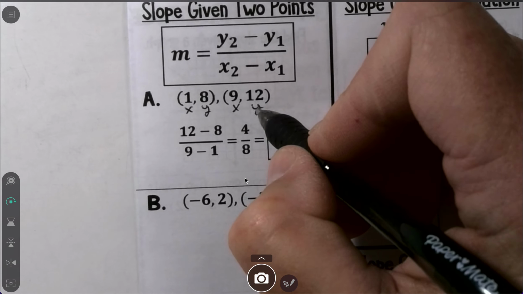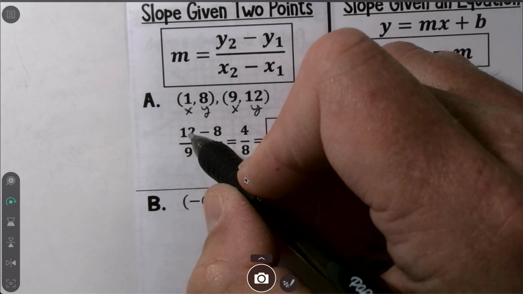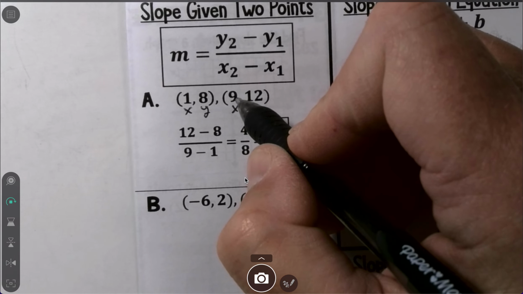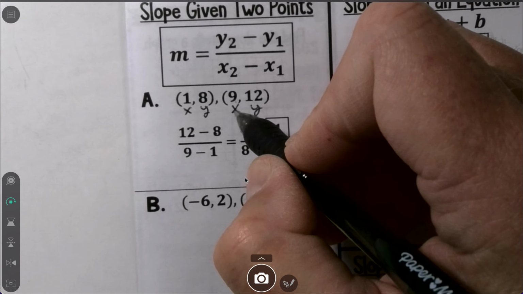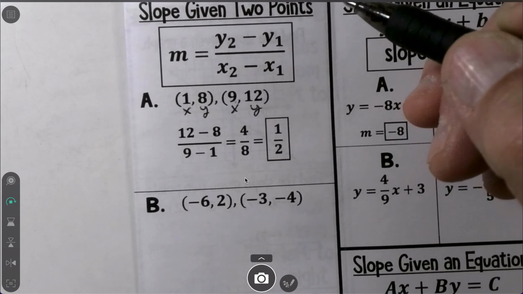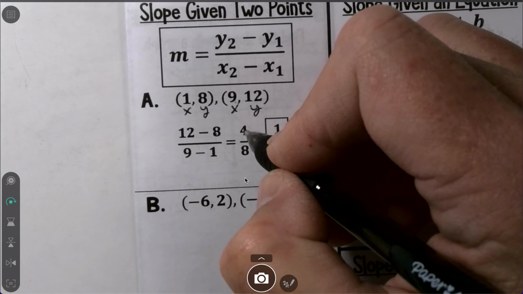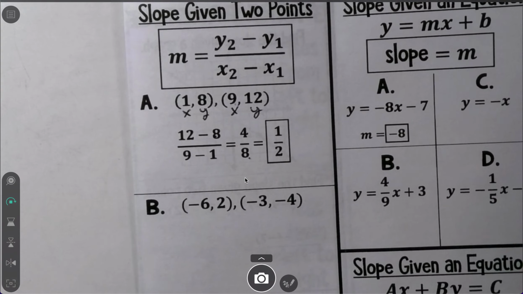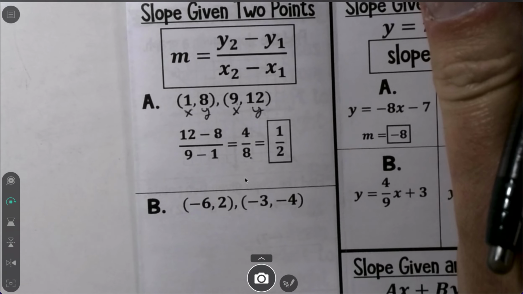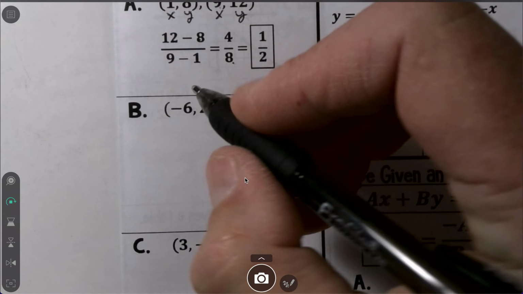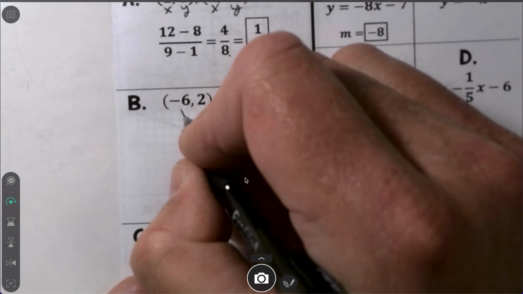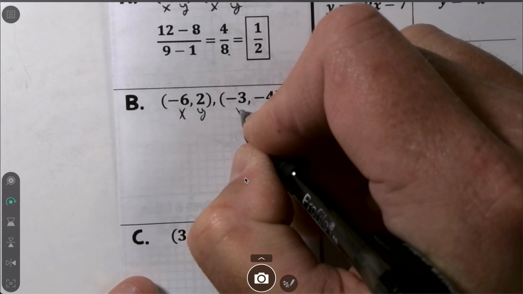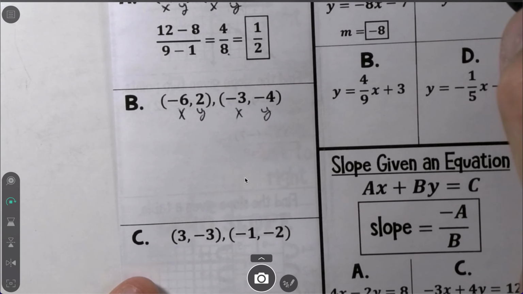So they put y2 minus y1, that's 12 minus 8, over x2 minus x1, that's 9 minus 1. So 12 minus 8 is 4, 9 minus 1 is 8, and then they simplified it to be 1 over 2. Okay? So, x and y, right?